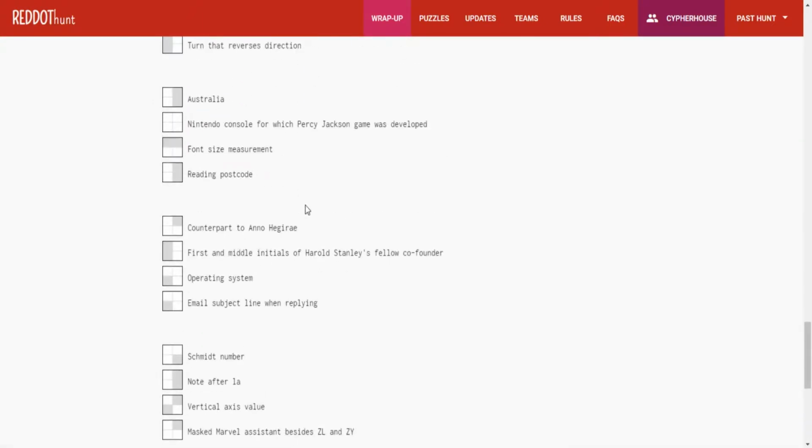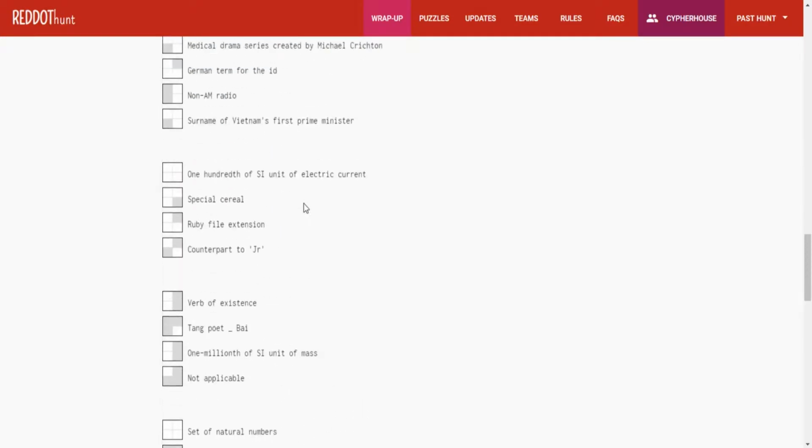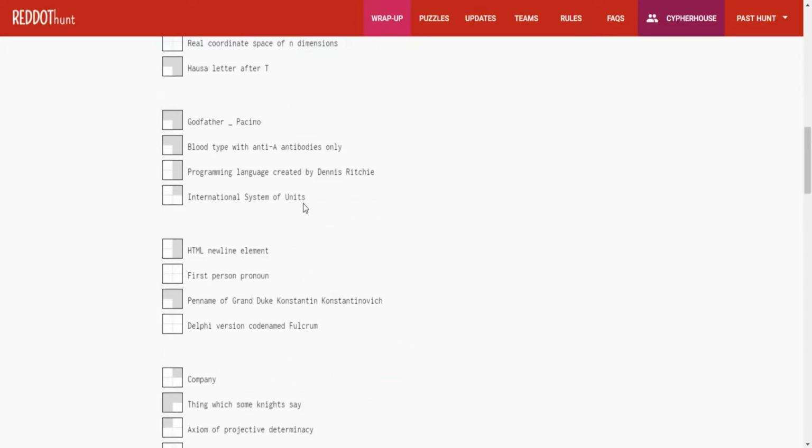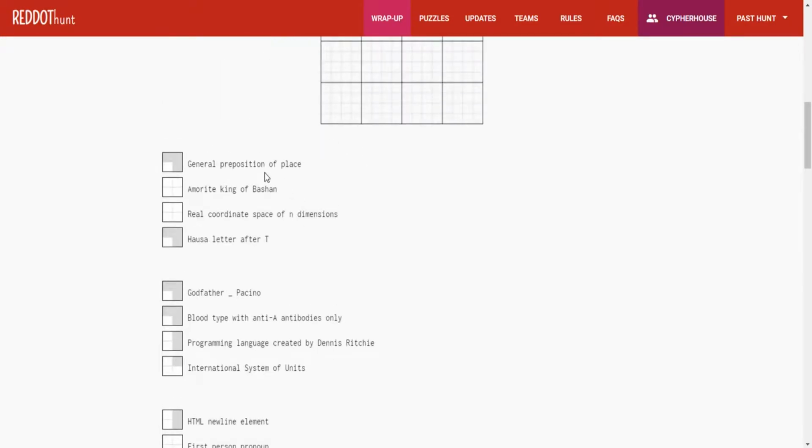And each one has a description after it. Let's just read through a couple of these. General preposition of place. Okay. Real coordinate space of n dimensions.